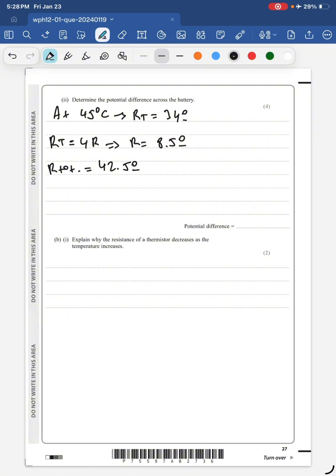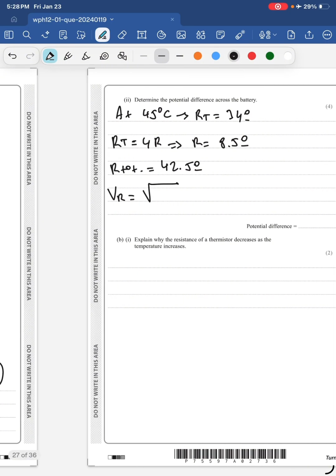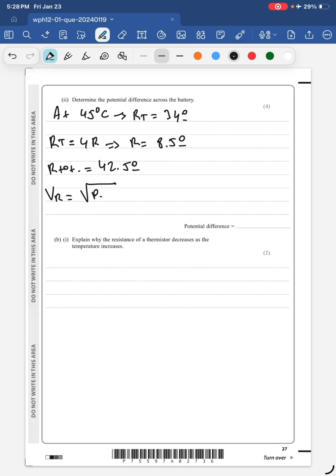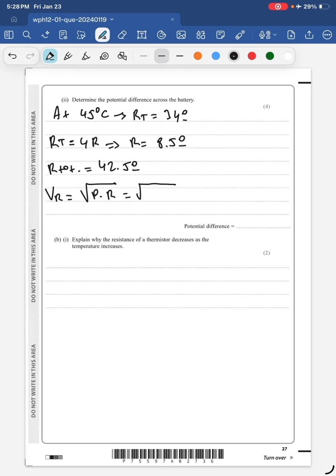So the voltage across the resistance is equal to the square root, I'm using this formula, of power times R. The power dissipated is, they say, 0.38, and the resistance is 8.5. Okay, so the voltage is 1.8 volts.